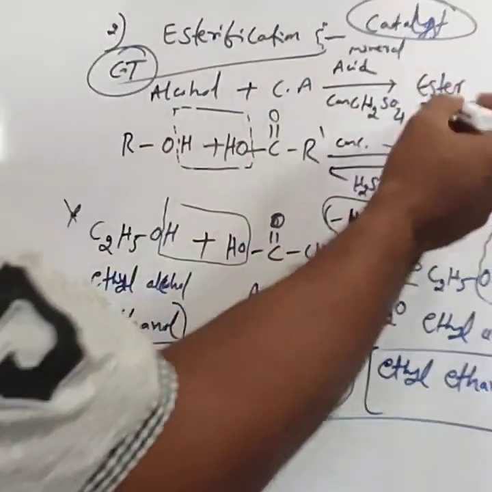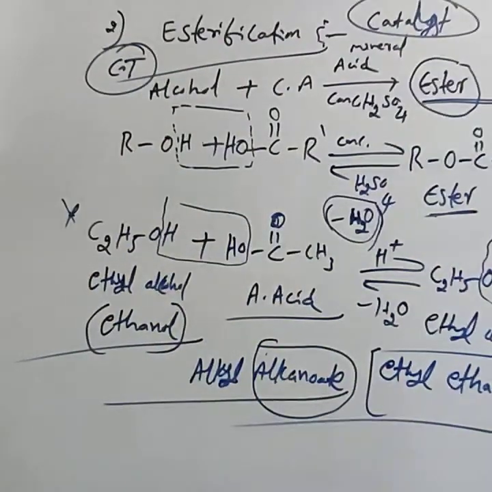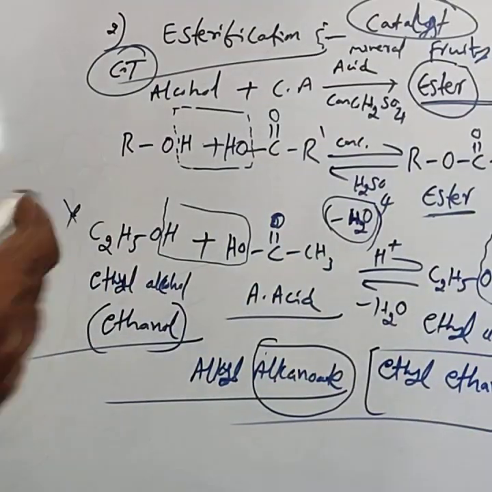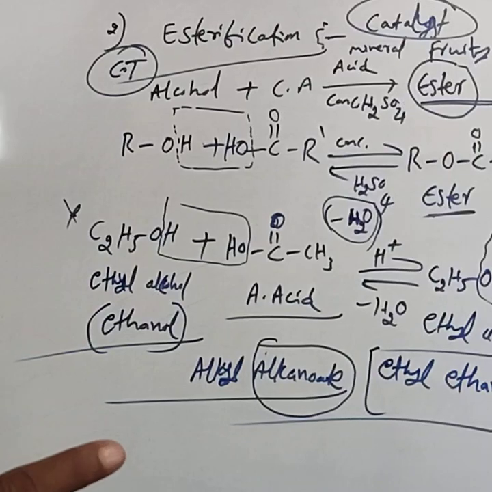It means the formed esters have a fruity odor. If you conduct the esterification reaction in the lab, the product formed has a fruity smell, fruity odor. That fruity odor can be easily detected. We can identify the fruity smell formed. Hence, this esterification is the confirmatory test for the carboxylic acid.